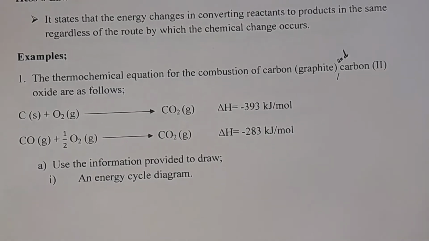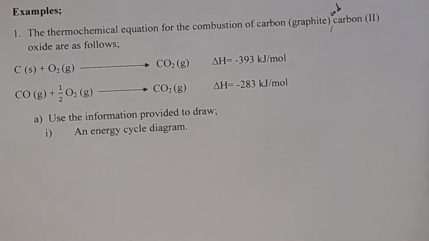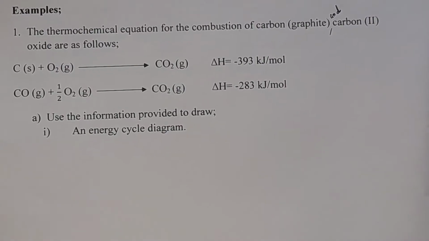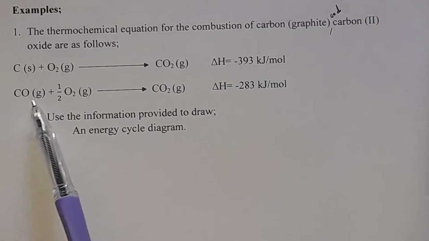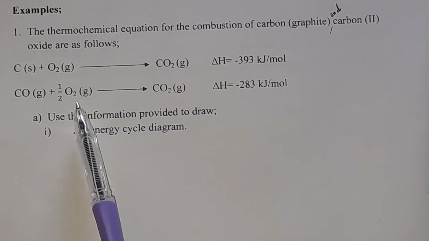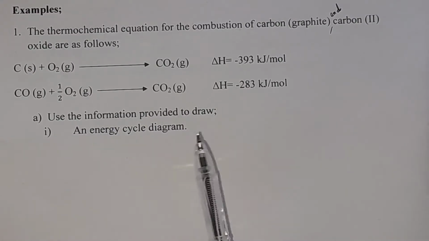So, part A of the question, we are told to use the information provided to draw an energy cycle diagram. So here we are supposed to draw the energy cycle diagram, and we are given two equations only. That's carbon reacting with oxygen, giving us carbon dioxide, and carbon monoxide reacting with half of oxygen gas, giving us carbon dioxide.